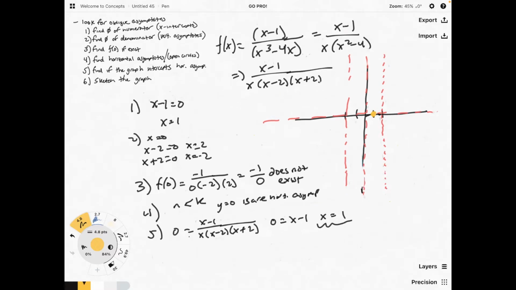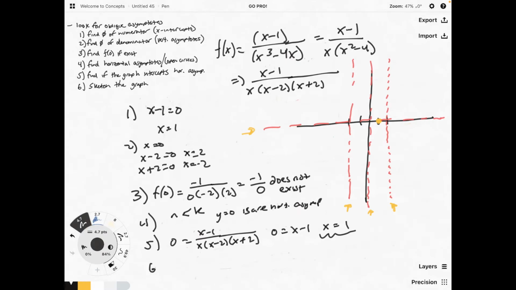We know that it only crosses the asymptote at the point x equals 1. The point that we have drawn already at 1, 0, we'll know that we'll actually go through that horizontal asymptote. However, that's the only region in the graph that will cross the asymptote.